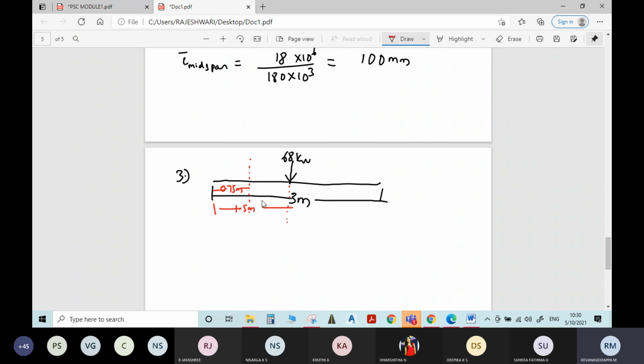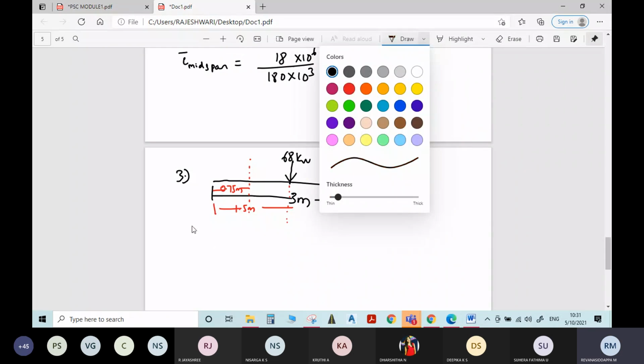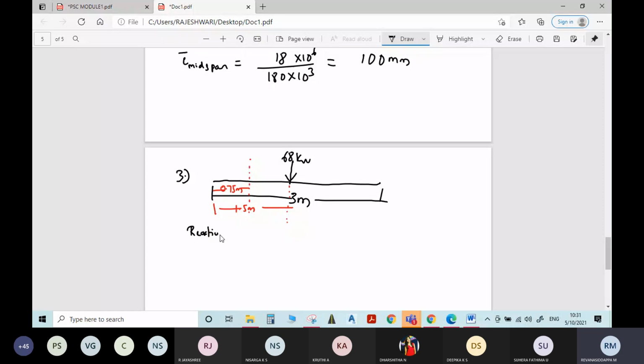First, find the reactions at the supports. It is symmetric loading, so it is directly divided by 2, W by 2. VA equal to VB is equal to W by 2. 68 divided by 2, 34 kilonewton. So here you write the reaction of 34 kilonewton. Here also 34 kilonewton. Now you can find the moment at support and midspan, right? As well as quarter span.